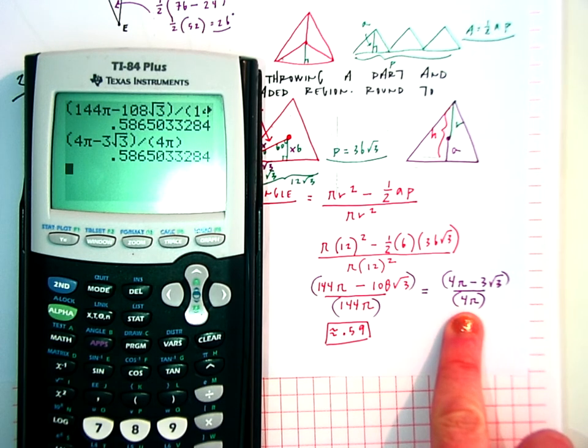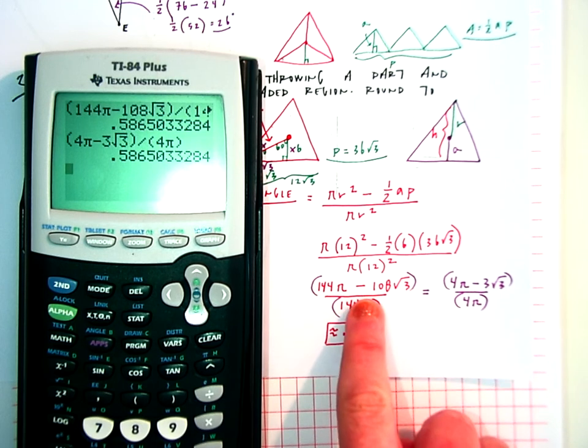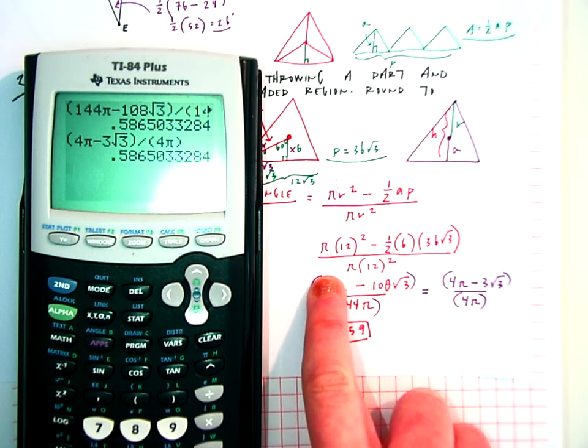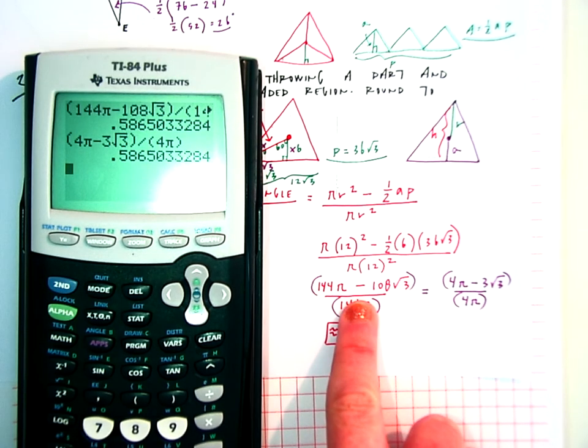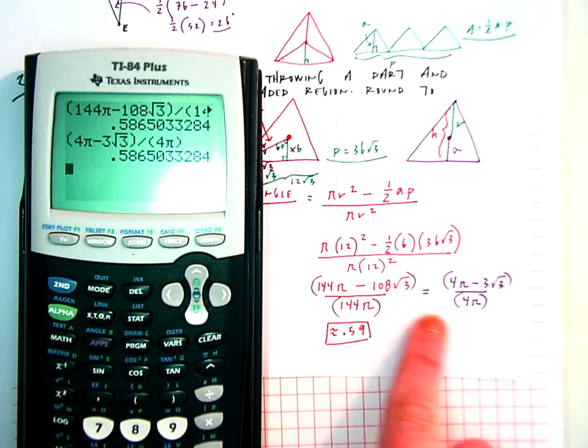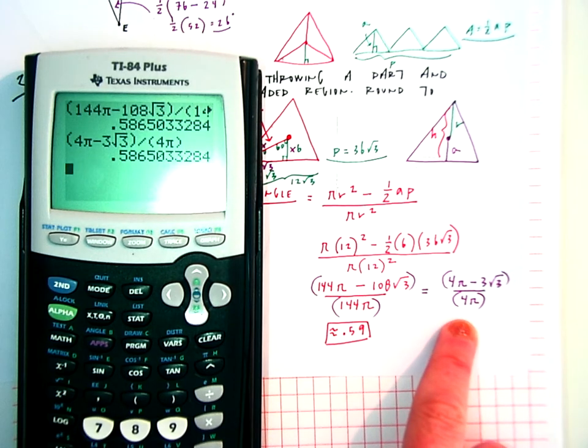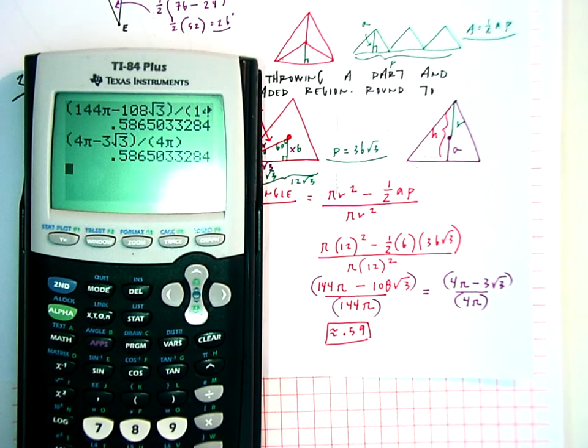And by reducing it down, I'm looking for a number that goes into all 3 of these terms here. They were all divisible by 36. So I just reduced it down, simplified it, and wrote it as 4 pi minus 3 times the square root of 3 divided by 4 pi. And again, the parentheses are crucial because it preserves your order of operations.